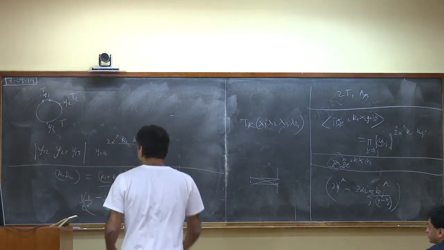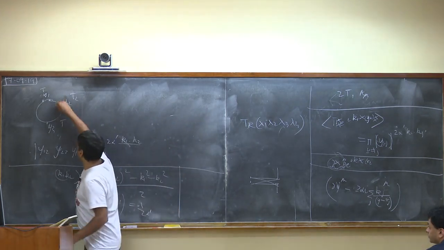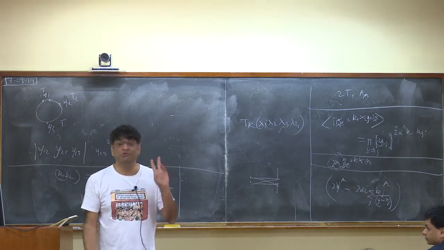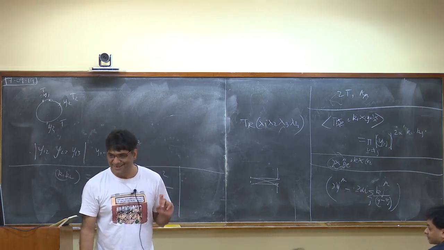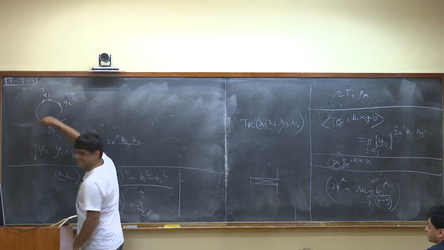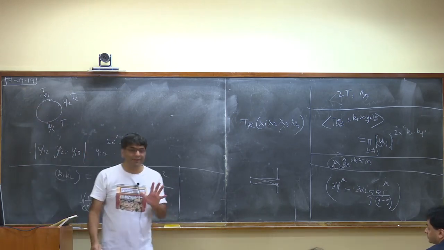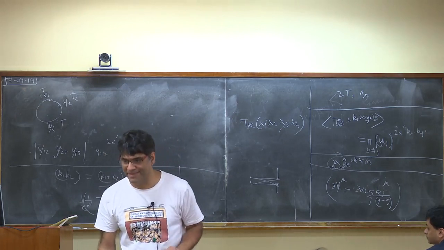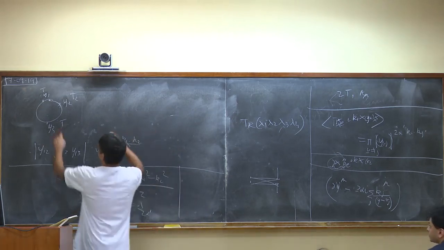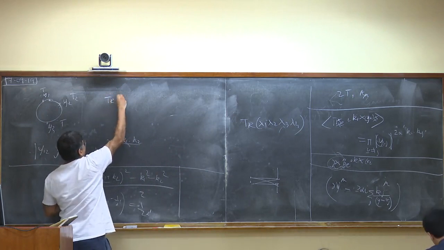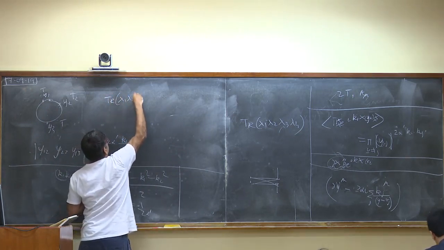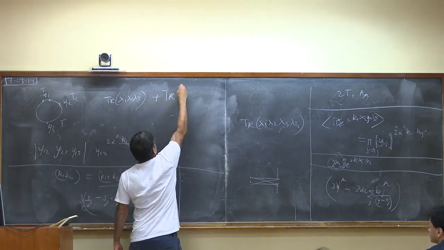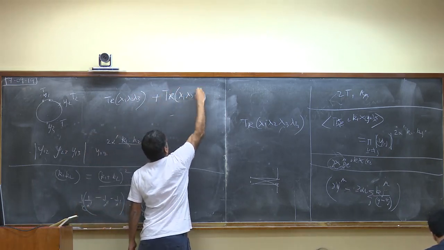Had we had no Chan-Paton factors, the answer for the scattering amplitude would have been 1, or more precisely 2. Because there were 2 cyclical orderings for these points. Now with the Chan-Paton factors, the origin of these 2 becomes clearer. Because one of the amplitudes, in this cyclical ordering, is just trace lambda 1, lambda 2, lambda 3. The other amplitude was trace lambda 1, lambda 3, lambda 2.